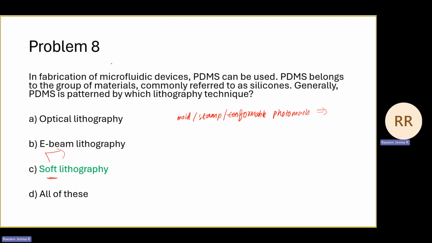Then if you look at other options, in optical lithography we use optical wavelength in order to expose the photoresist, and in E-beam we use electron beams to expose the photoresist.